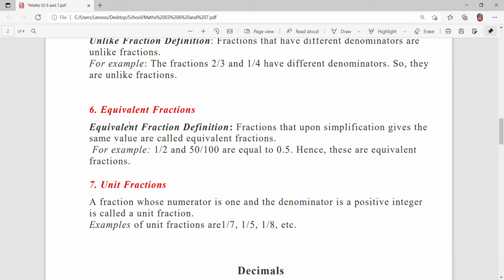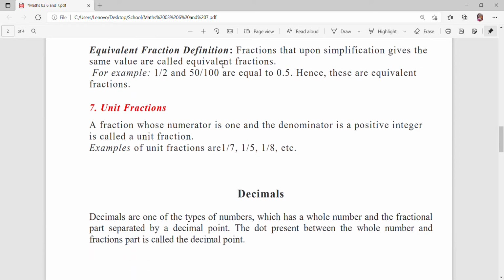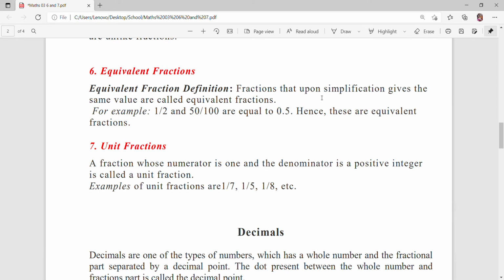Next, equivalent fractions. What is it? Equivalent fractions are fractions that, upon simplification, give the same value. For example, 1 by 2 and 50 by 100 are both equal to 0.5. That means every fraction, whether like or unlike, should give the same answer.